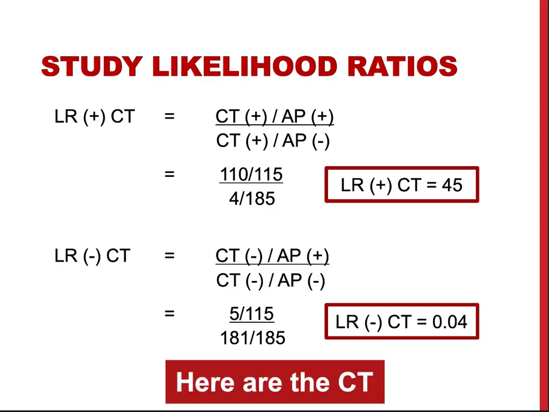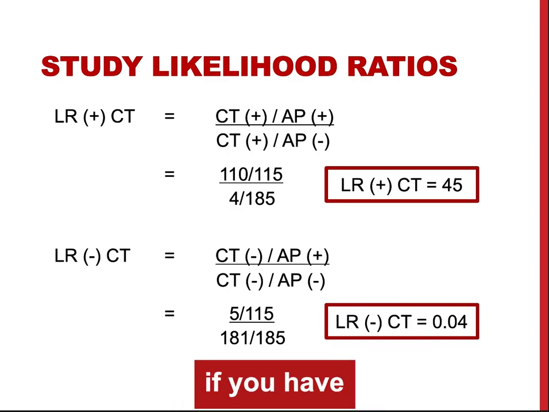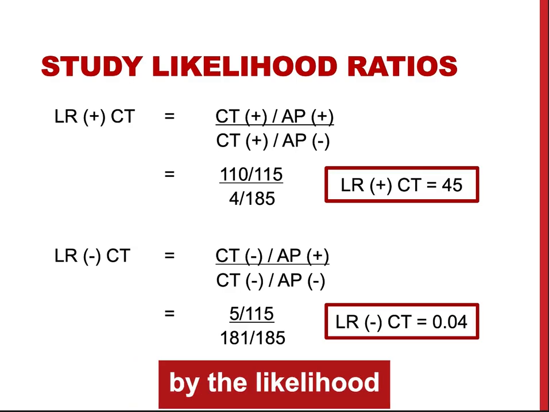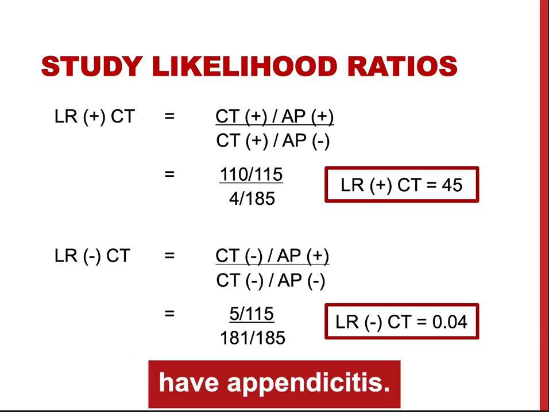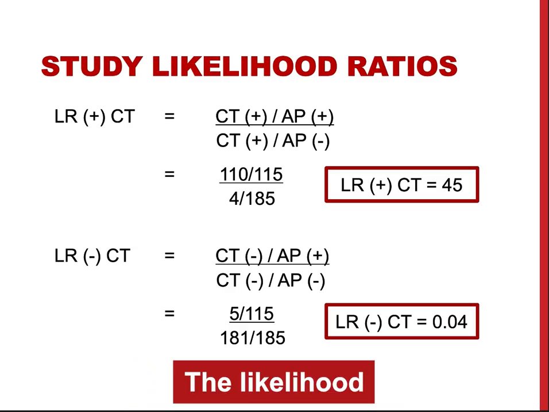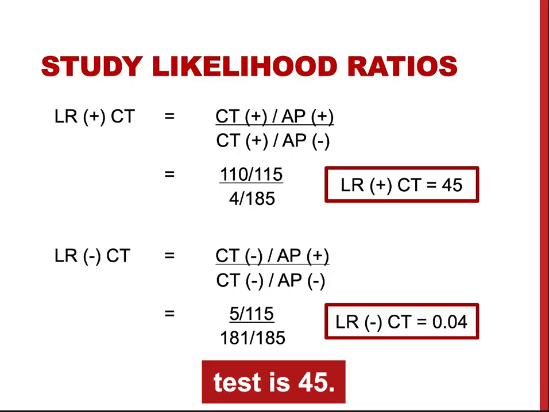Here are the CT study likelihood ratios. The likelihood ratio of a positive test is the likelihood of a positive CT scan if you have appendicitis divided by the likelihood of a positive CT scan if you don't have appendicitis. The likelihood ratio of a positive test is 45.